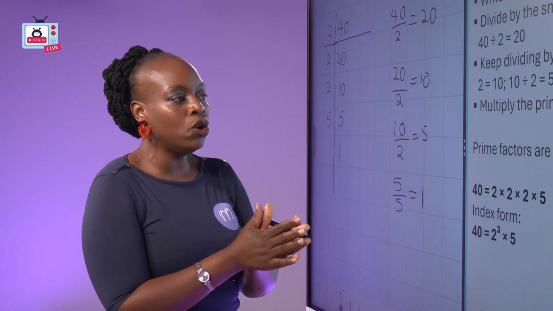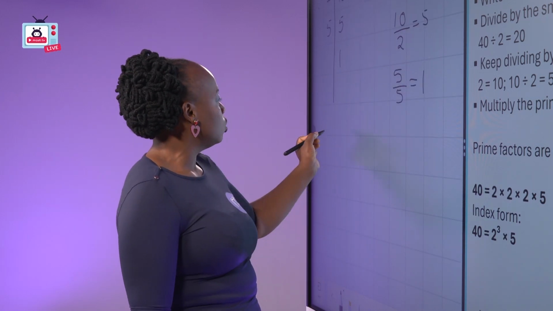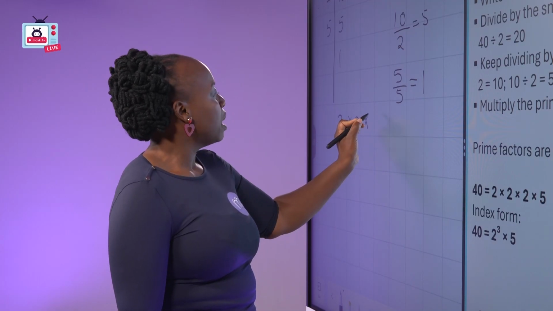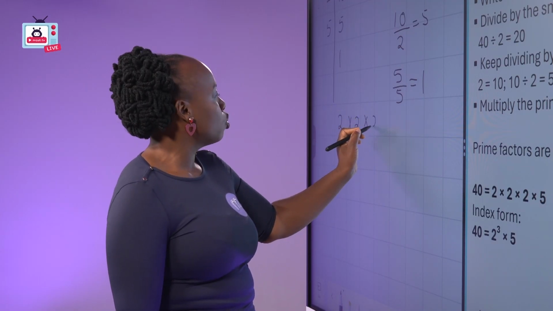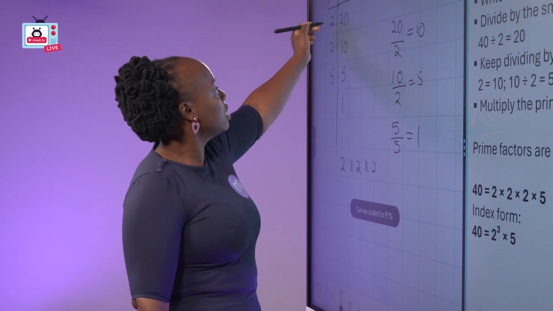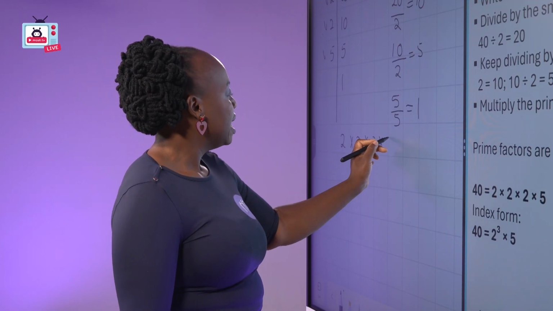If they say to you, write down the prime factorization of 40, then you'll be able to write them all. You're going to say it is 2 multiplied by 2 multiplied by 2 multiplied by 5, because we divided by 2 3 times. Let's see, we have divided by 2 3 times, 1 2 3, and then we have the 5. So you multiply that like that.